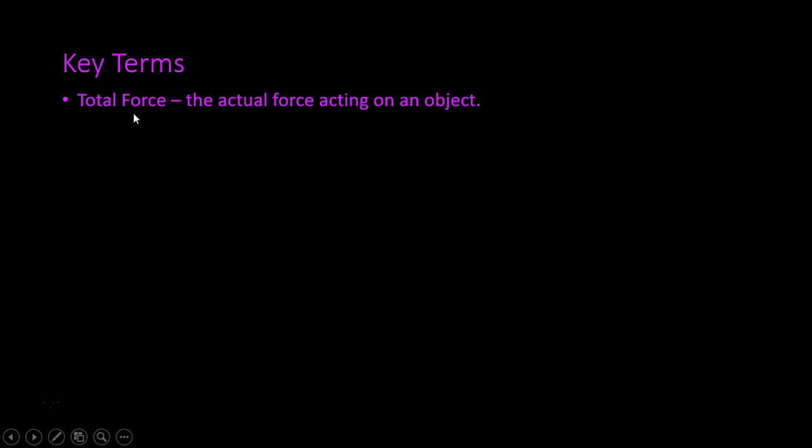First, total force, that's the actual force acting on an object. So if I'm pulling a rope up and to the right, the total force would be that tension force of me pulling on the rope. The resultant force, that's just another term for the actual force. So resultant force is a synonym of total force.